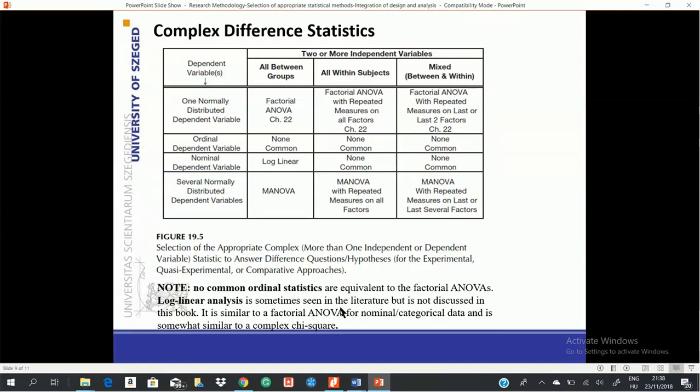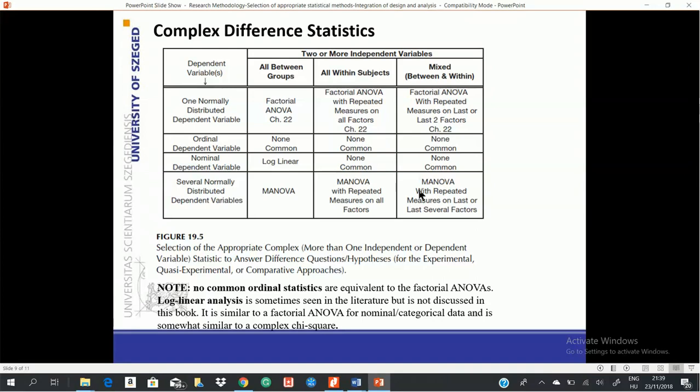Log linear is something seen in the literature but is not discussed in this book. It's similar to factorial ANOVA for nominal categorical data. And I think it's like a complex chi-square. But if you have more than 2 several normally distributed dependent variables, you can use MANOVA with repeated measures on all factors, or MANOVA with repeated measures on the last or last several factors. Okay, that's the complex difference statistic.